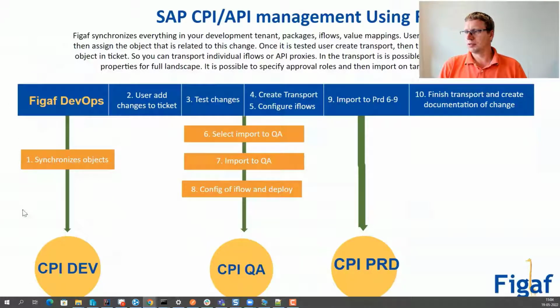And the way it works is we synchronize here, we add it to a ticket, then we can test the change, we can move it into QA, and then we configure it again. We can create a new transport to import it to production. And then once we're done, we can finish the documentation of this. So let's see how that looks.